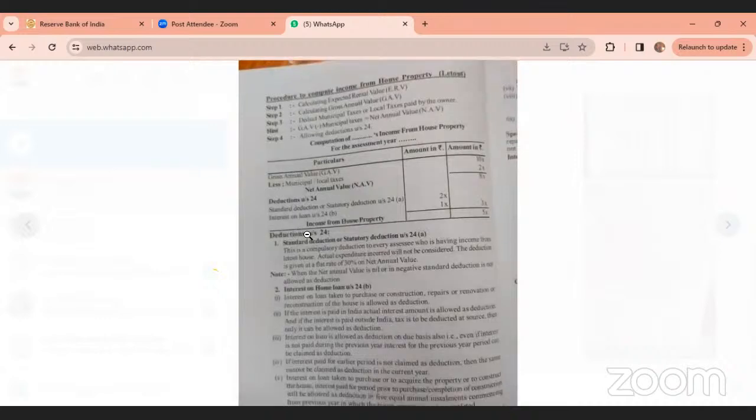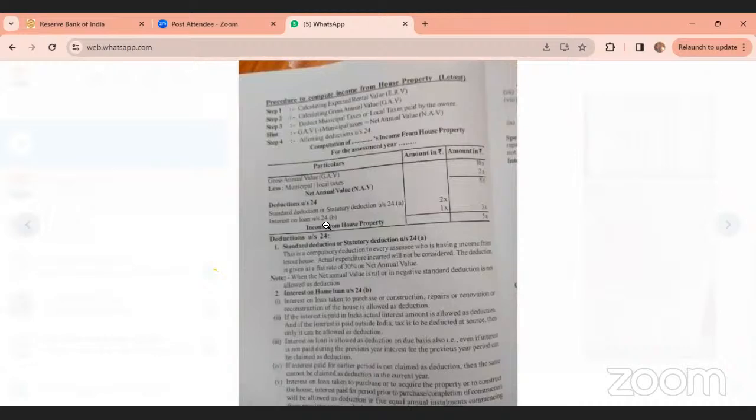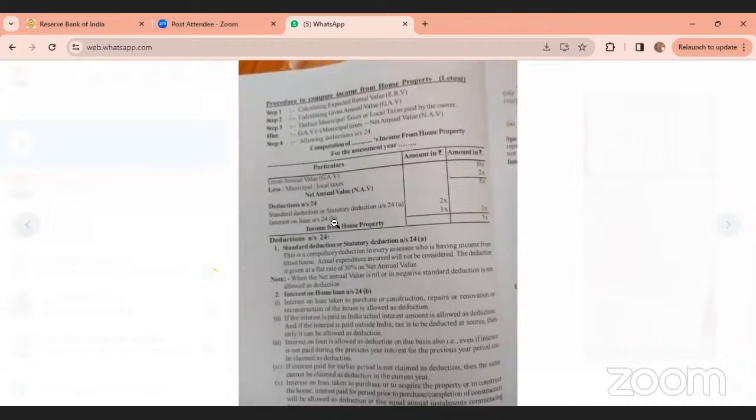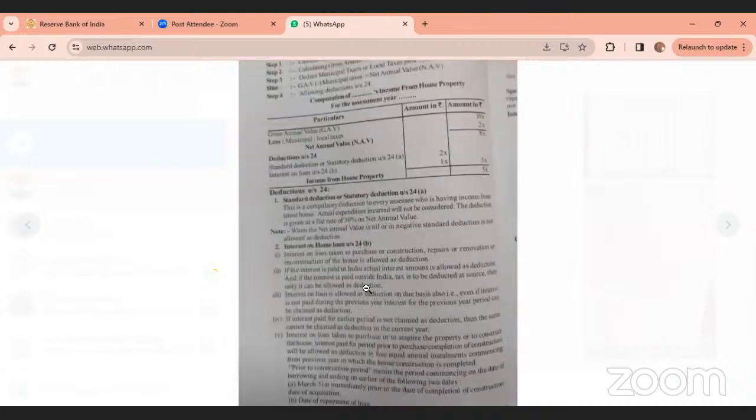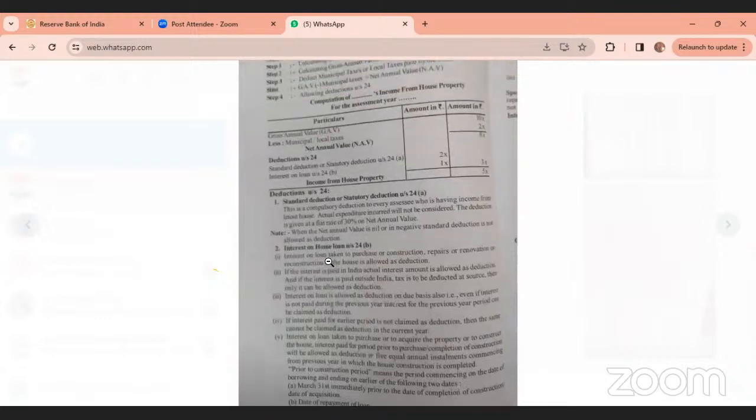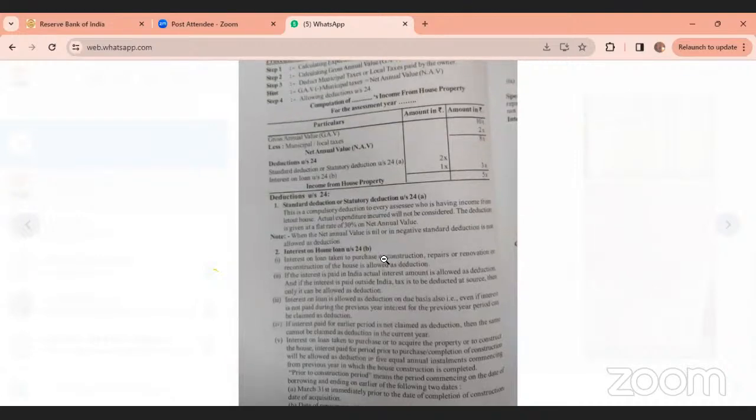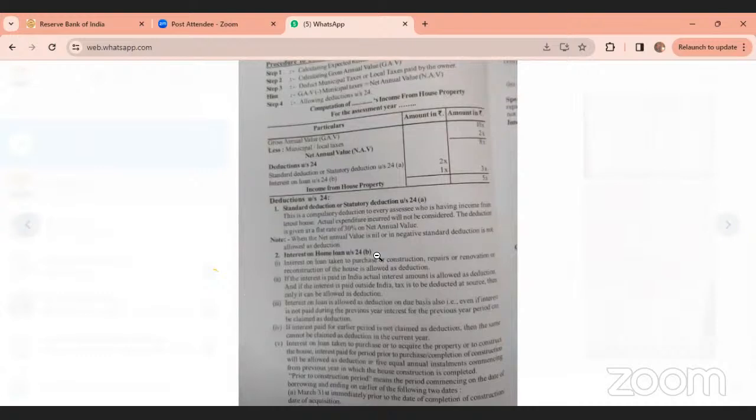After that you have to calculate the interest on loan. Interest on loan is under section 24B. Okay. So here under section 24B, interest on loan, also some important points are there. See here, interest on loan taken to purchase, or the loan should compulsorily be taken for construction of the building, repairs and renovation or reconstruction of the house, is allowed as deduction.